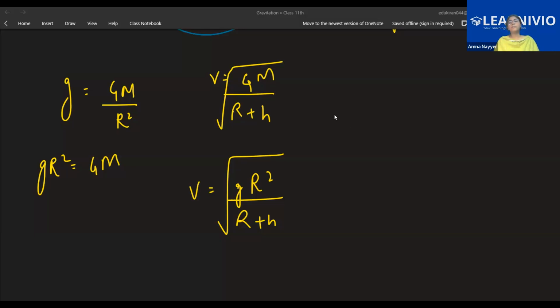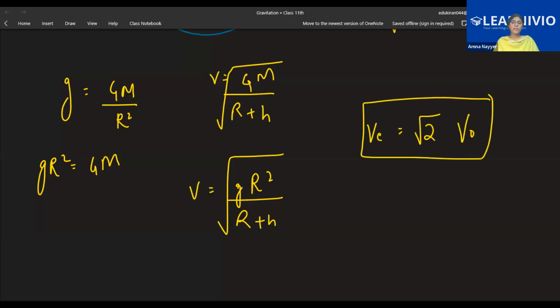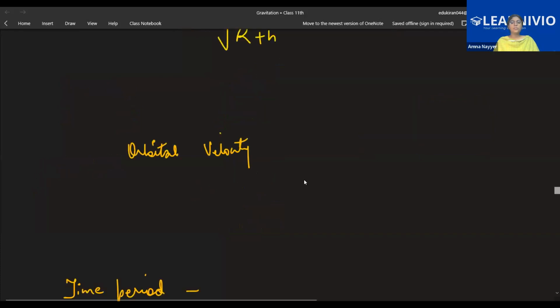Root 2 GM by r, and this is root GM by r. So you have a similarity: escape velocity is root 2 times the orbital velocity. Okay, so this is a similarity which you have to remember.